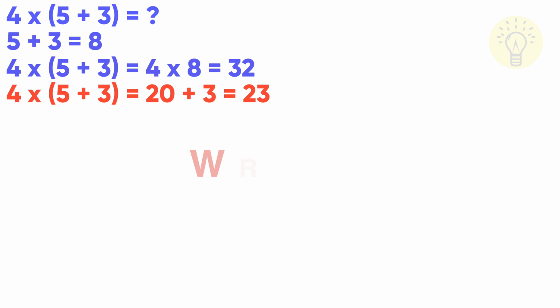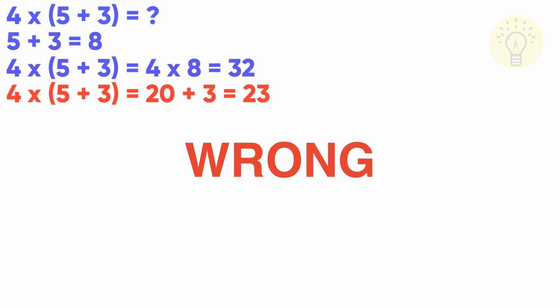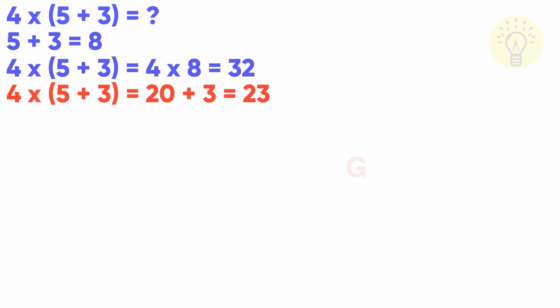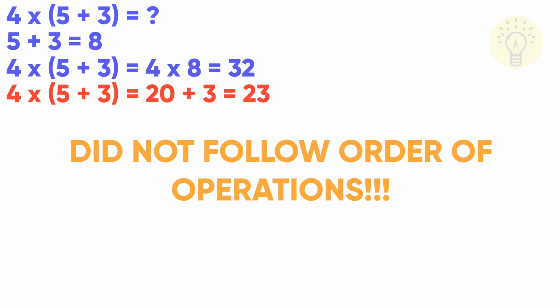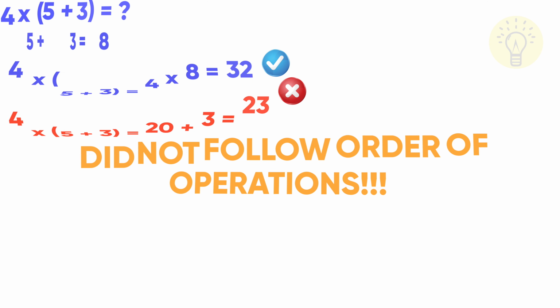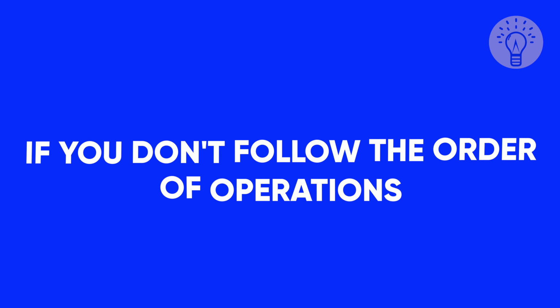How did they get 23? Because they did not follow the order of operations and they just went from left to right. Don't go from left to right. In mathematics, it is very wrong. You have to follow the order of operations.